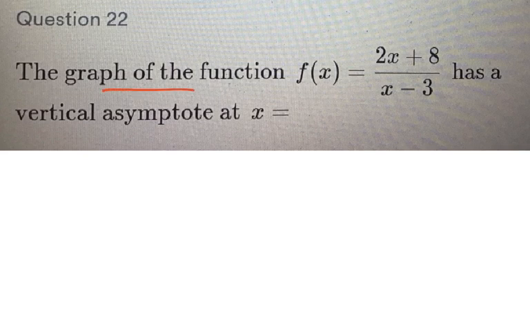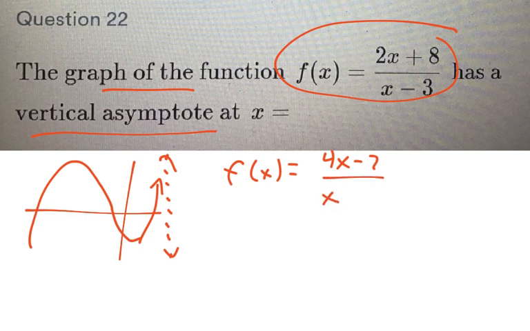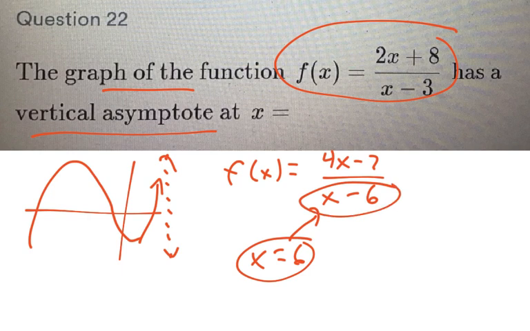Guys, they want to know when this graph right here has a vertical asymptote. A vertical asymptote means we have the graph and then it shoots straight up or straight down because it goes to infinity. Remember the asymptotes we talked about? It's been probably a few months, but anyways, how do we figure that out? Real simple. Let's say my function, I'm making this up, guys, is 4x minus 7 over x minus 6. Well, guess what? I know when x equals 6, that becomes 0, and whenever we divide by 0, we have a vertical asymptote. That's how it's done.